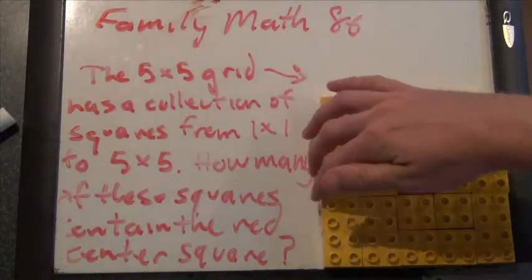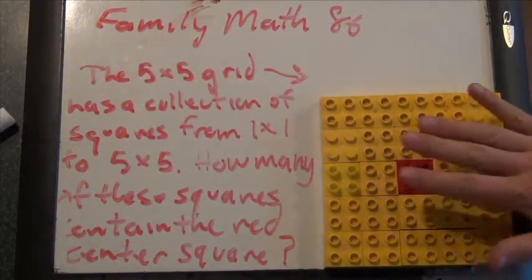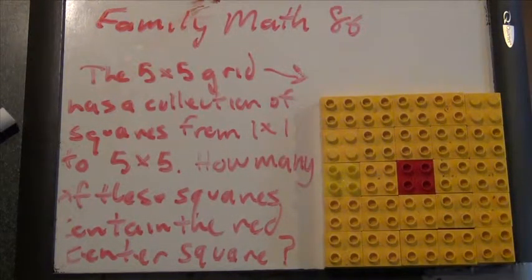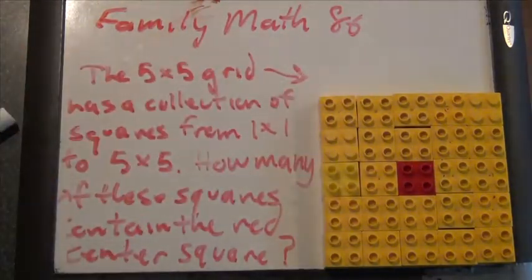So the question is, how many of these squares that are in this grid here contain the red center square? You see that red center square? Yeah. Okay. So what do we have to do in this problem? What kind of problem is this? It's a counting problem, so we have to count. We know each 3 by 3 contains it.